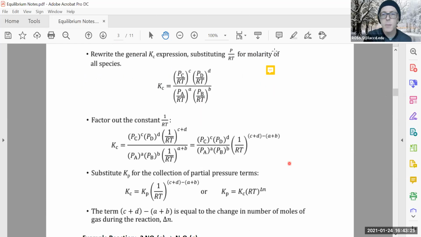Now I'm clicking all kinds of buttons erroneously. There we go, get rid of that.